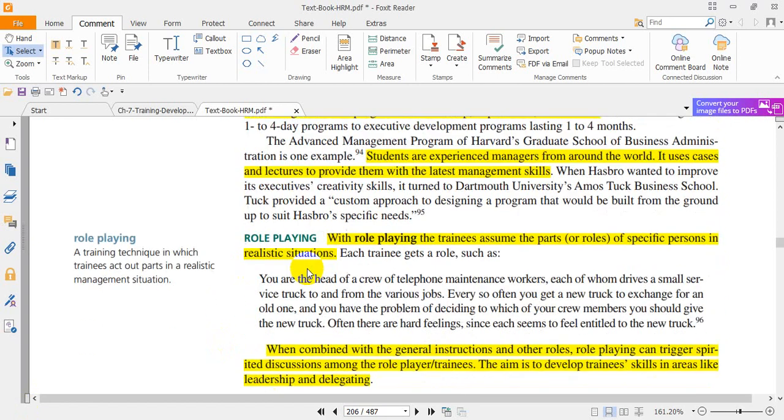Okay. Role playing. Role playing is a training technique in which trainees act out parts in a realistic management situation. With role playing, the trainees assume the parts or roles of specific persons in a realistic situation. Each trainee gets a role, and here is an example of role playing.